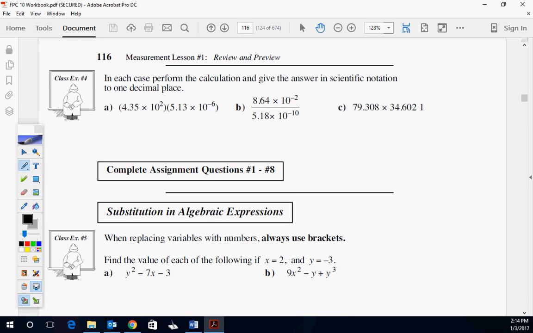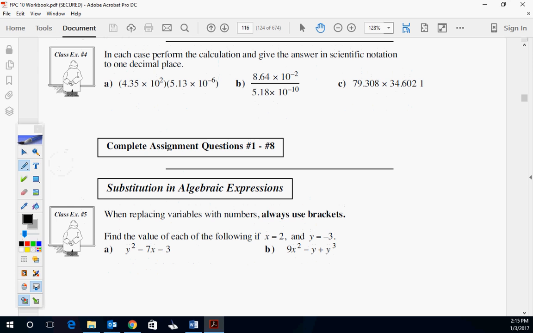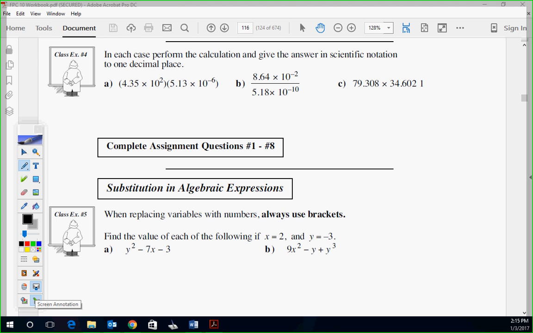Okay. So do you guys remember how we did these ones here? When we did the scientific notation? Anybody remember? So what we did was we multiplied the bases and then we added the exponents. Okay, 10 to the 2 times 10 to the negative 6, that's 2 plus negative 6, but they're exponent rules from, remember, way back when. So that's going to be 2 plus negative 6. I'm going to have 10 to the negative 4. I'm not going to be done yet because I don't know what this is going to be yet. What's 4.35 times 5.13? It's 22-ish?